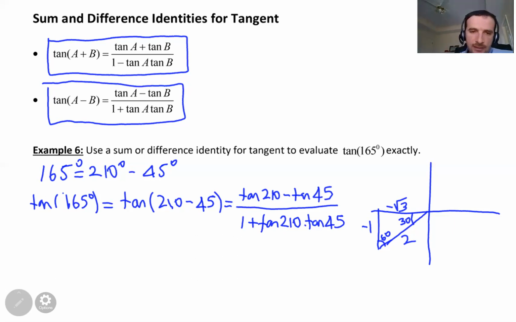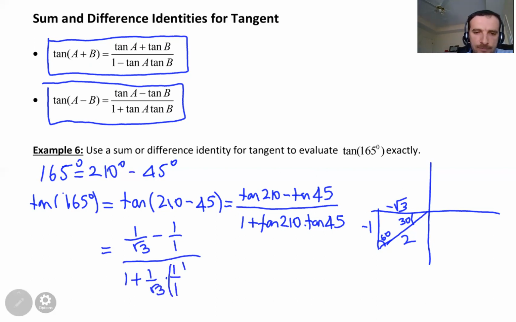Okay, so that's equal to 1 over root 3 minus tangent 45. Remember the 45, 45, 90 triangle, right? Tangent is opposite over adjacent, so it's 1 over 1. It's 1 actually. Divided by 1 plus tangent 210, so 1 over root 3 times 1 over 1. Okay.